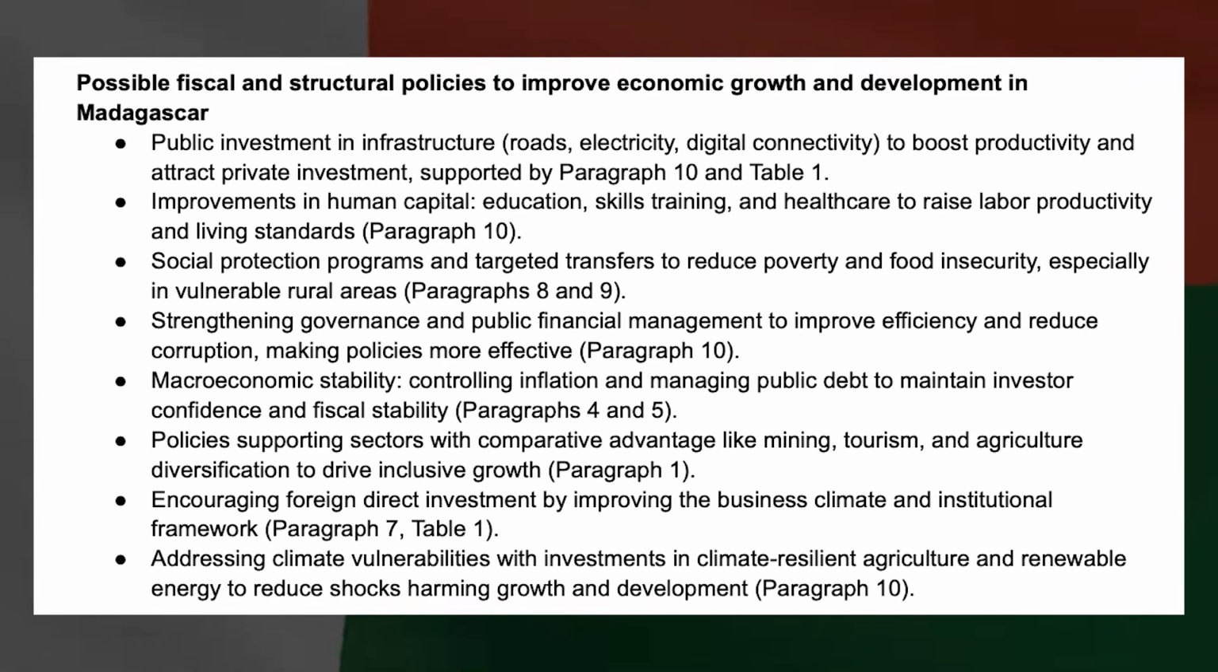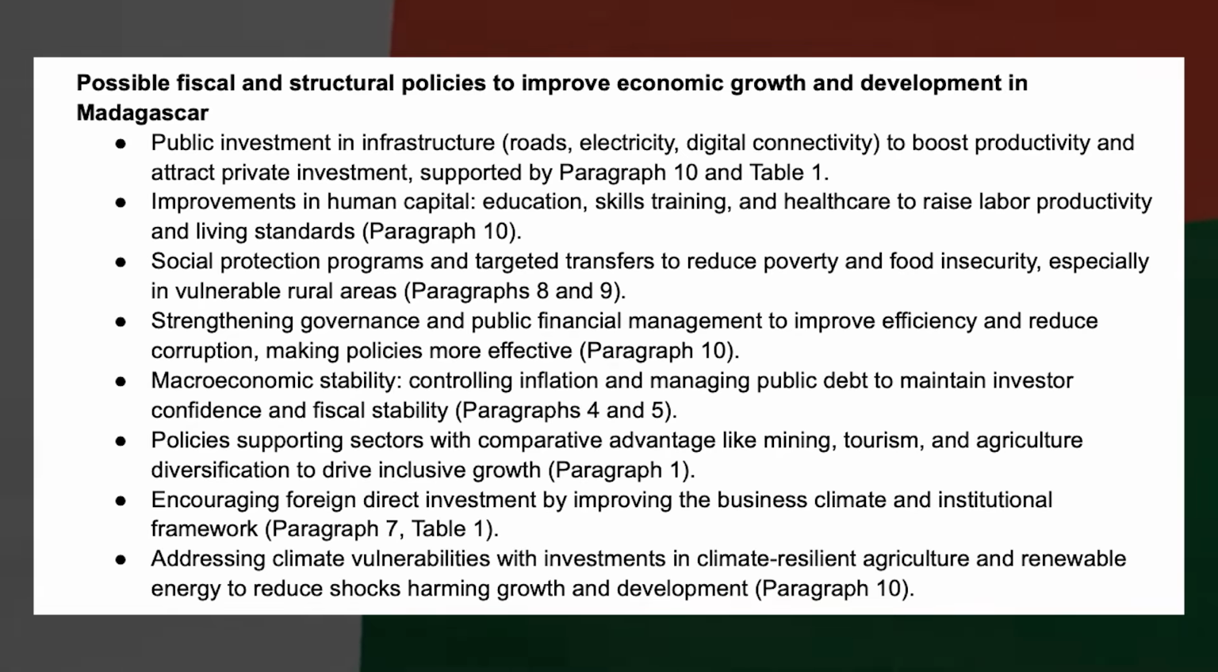Social protection programs and targeted transfers to reduce poverty and food insecurity, especially in vulnerable rural areas, paragraphs 8 and 9. Strengthening governance and public financial management to improve efficiency and reduce corruption, making policies more effective, paragraph 10. Macroeconomic stability, controlling inflation and managing public debt to maintain investor confidence and fiscal stability, paragraphs 4 and 5. Policies supporting sectors with comparative advantage, like mining, tourism, and agriculture diversification, to drive inclusive growth, paragraph 1.